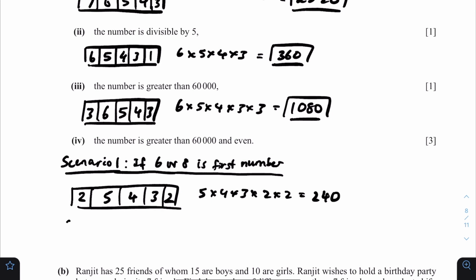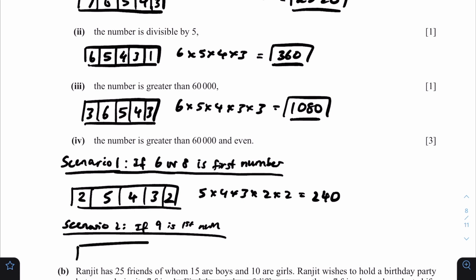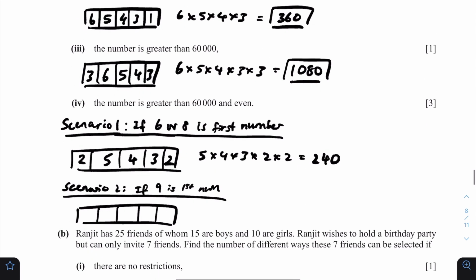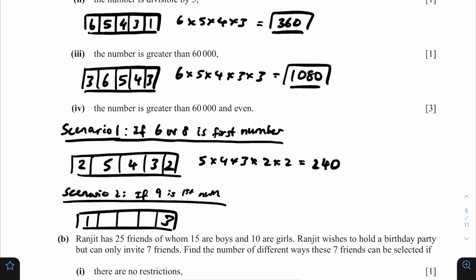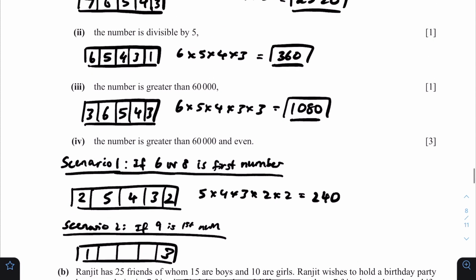And then the other scenario is if 9 is the first number, because then you have more even numbers to work with. So what this means is that when we're drawing this out, the first number can only be 9, because we picked 9 as the first number. But for the last digit, there are 3 options, considering the fact that an even number wasn't used in the beginning, there are 3 even numbers.